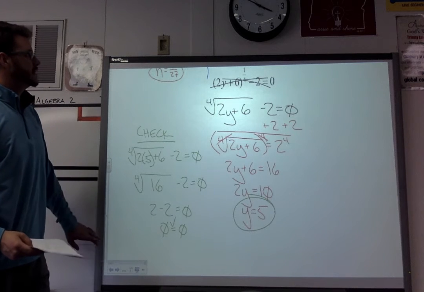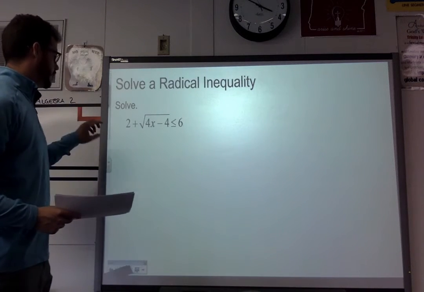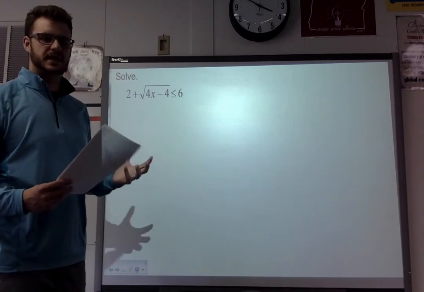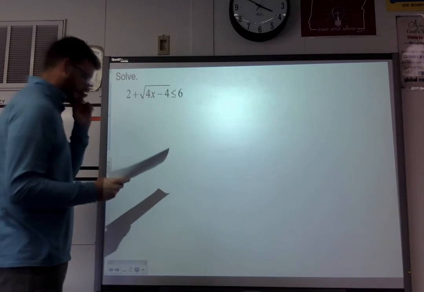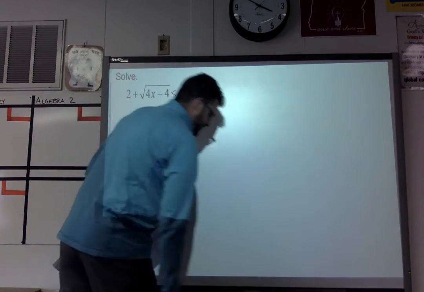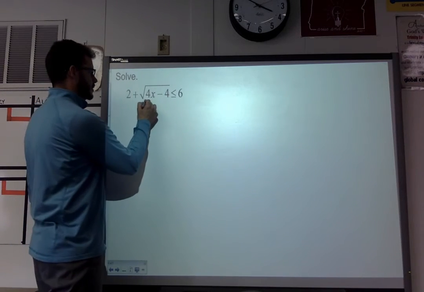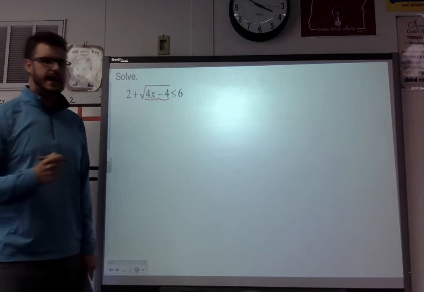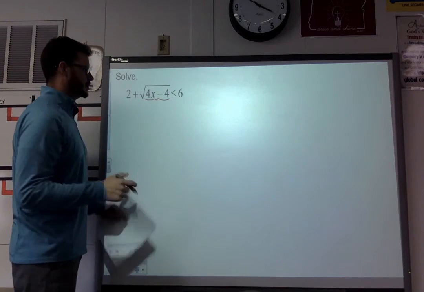Now, one more slide here. We're going to work on radical inequalities. Radical inequalities are going to be very similar to solving radical equations, just with one added step. The added step is that the first thing you always have to do is take whatever is under the radical, again that's called the radicand, and set it greater than or equal to 0.